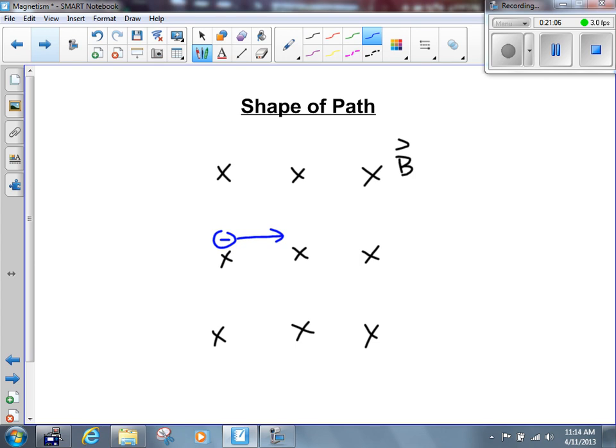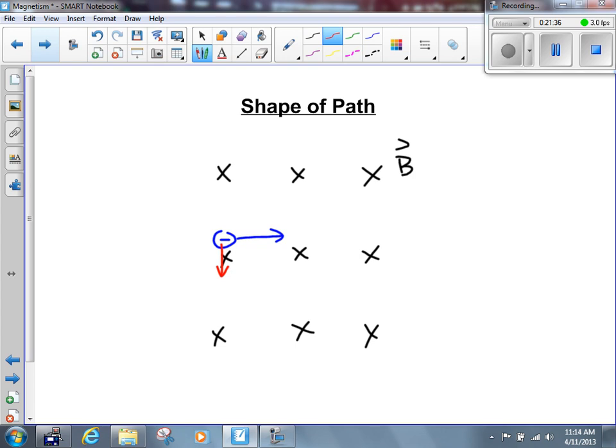Let's use the left-hand rule for deflection to determine which way the force is acting on this particle now. Let's stick our thumb in the direction of the particle, which is to the right. Let's stick our fingers in the direction of the magnetic field, which is into the page. My palm points toward the bottom of the page. So the magnetic force is going to be downward toward the bottom of the page. That's nothing new yet, right?